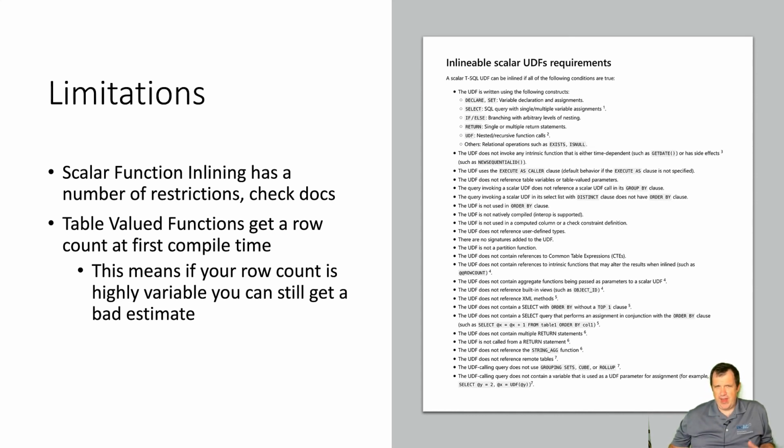Table variables and multi-statement table valued functions get a row count at their first compile time. And what this means is that if your row count is highly variable, you may still get a bad estimate for downstream plans. So just know that if you have a highly variable expected row count in your table variable, maybe either don't use it or recompile if your query doesn't run that frequently.